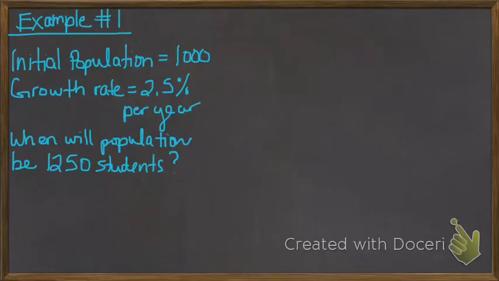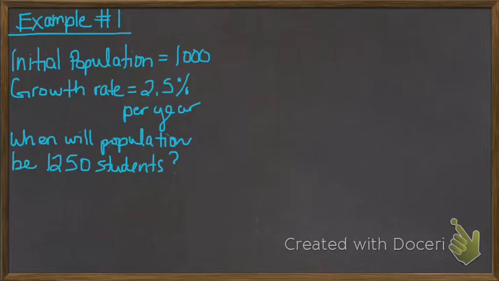So in this example here, we need to begin by making an exponential model, or an equation to work with. Notice I didn't give you an equation to work with, I just gave you some basic information that you're going to have to work into an exponential equation. So I wrote down our conditions on the left. We have an initial population of 1,000 students, and we know that the population is growing 2.5% every year. I want to know when the population is going to be 1,250 students.